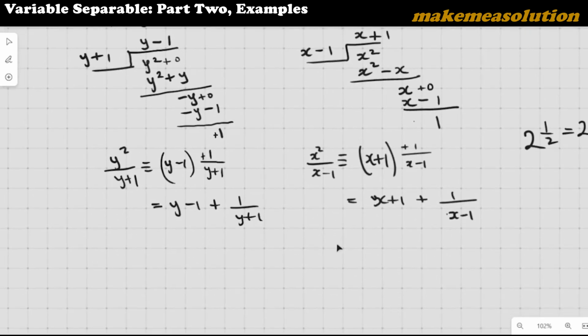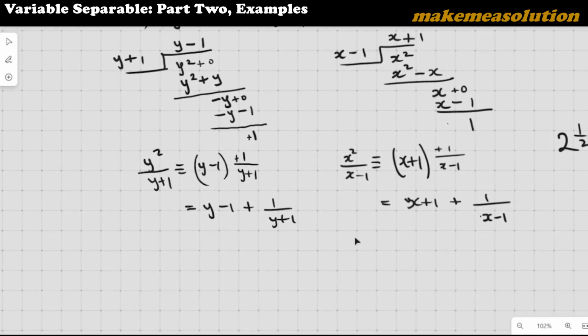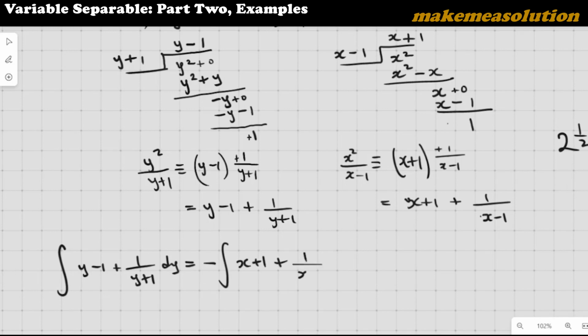So since we have gotten the corresponding breakdown, we can now go back to our integral. So instead of integrating y squared over y plus 1, we are integrating y minus 1 plus 1 over y plus 1 with respect to y. And at the same time, we are integrating minus. We have x plus 1 plus 1 over x minus 1 with respect to x.